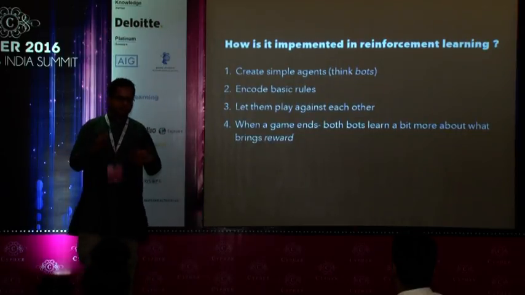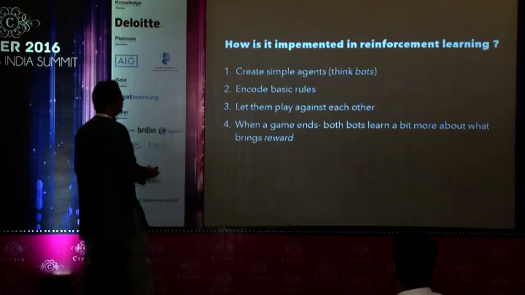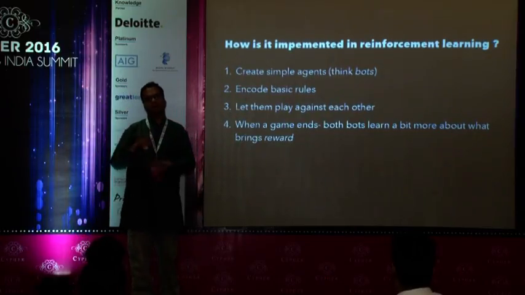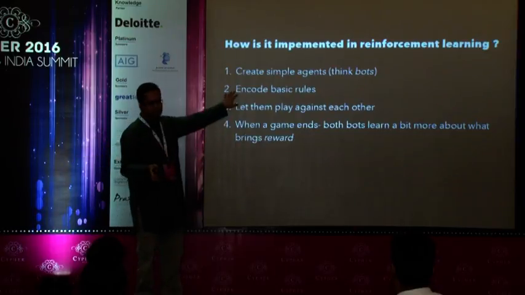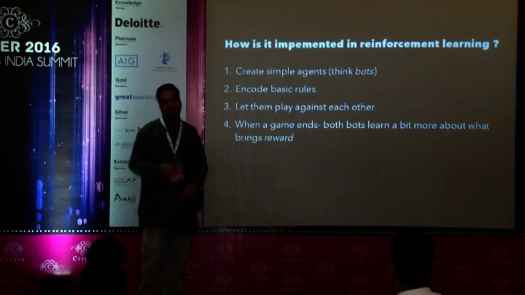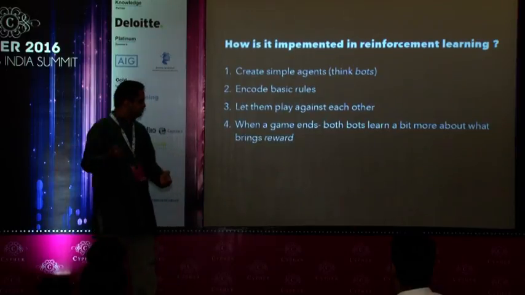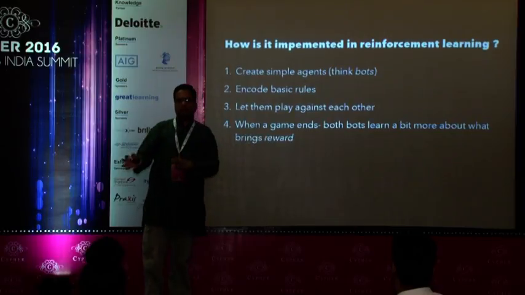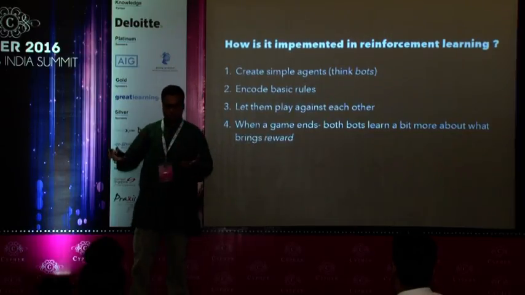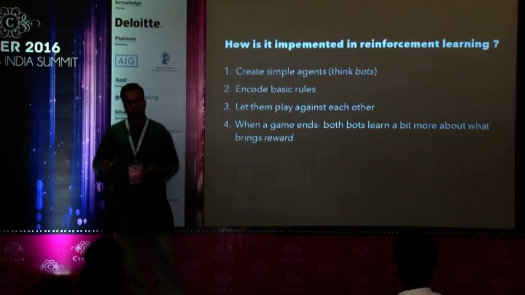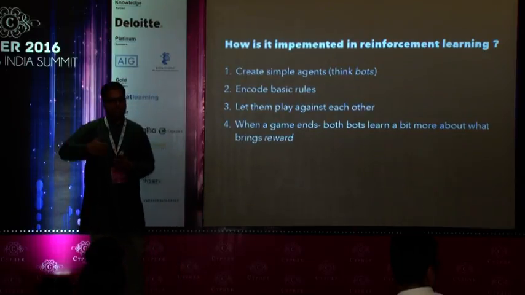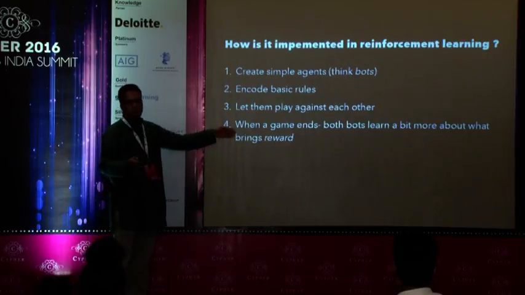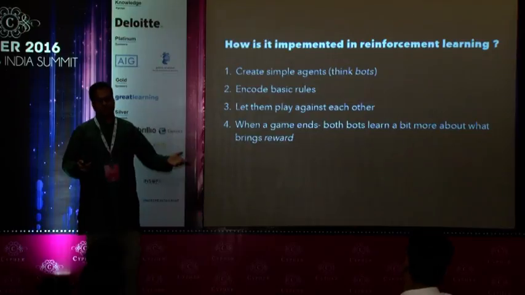Reinforcement learning works slightly differently. You just tell them that if this happens, the game ends. That's it, right? So you just do the basic rules, and then you let them play with each other. And when the game ends, one of them would have won, the other would have lost. So both bots learn a bit more than what they started with. They know that if I do these things, I get reward, and if I do these things, I don't get reward. So they know those things. And this keeps happening.